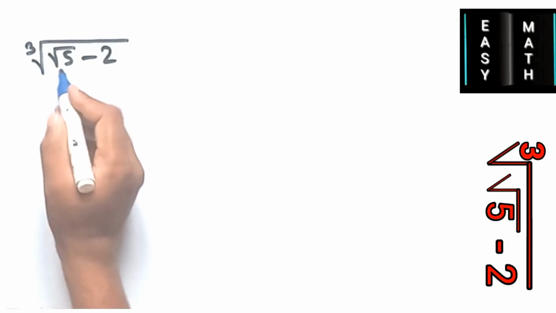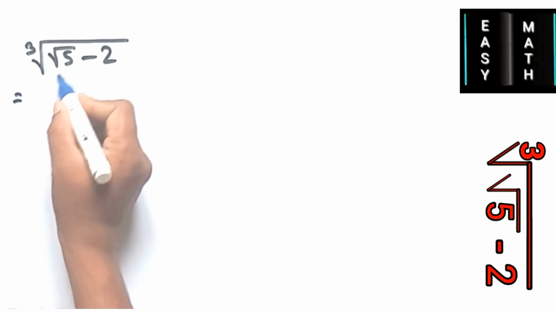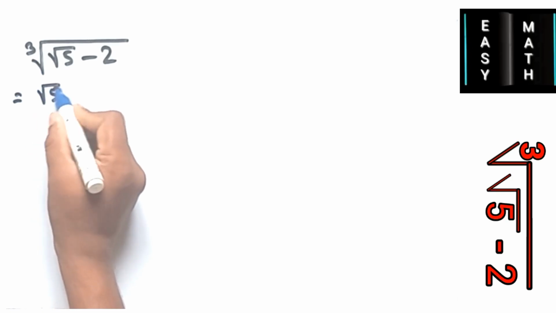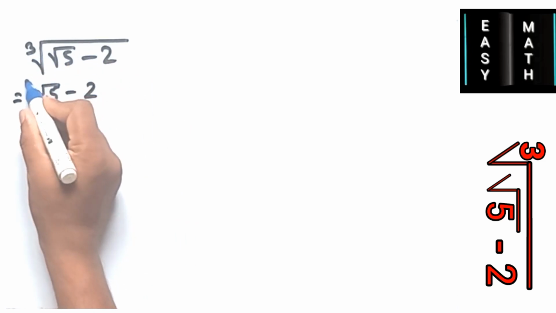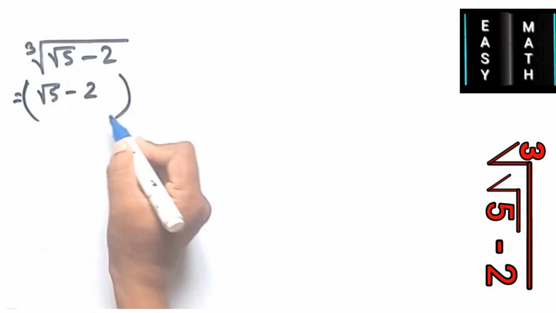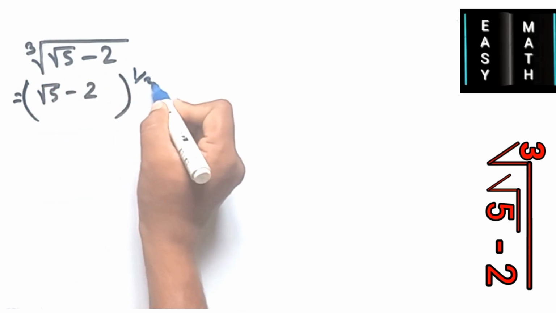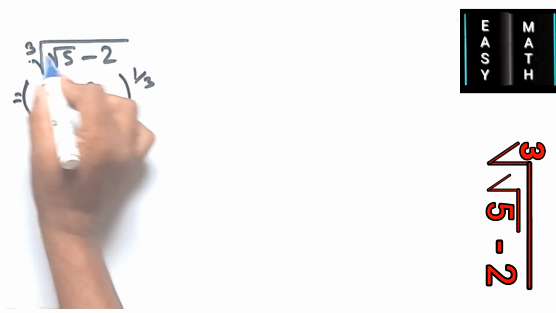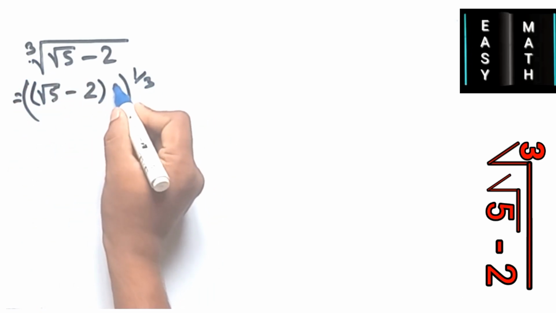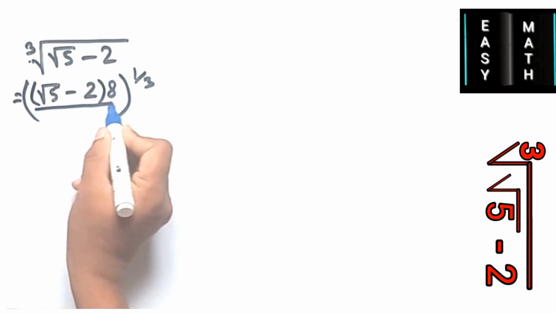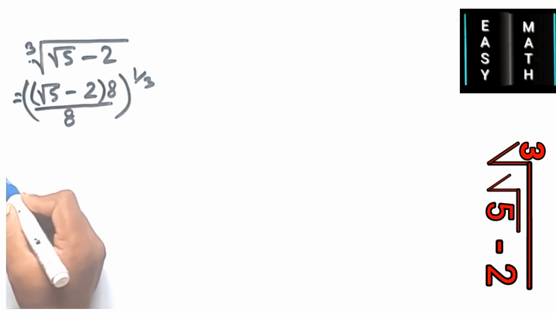What is the value of this? First we can write this as root 5 and 2, and this we can also write as the cube root, power 1 by 3. Now we multiply by 8 and divide by 8.